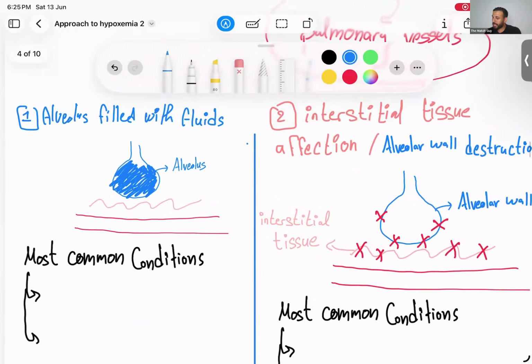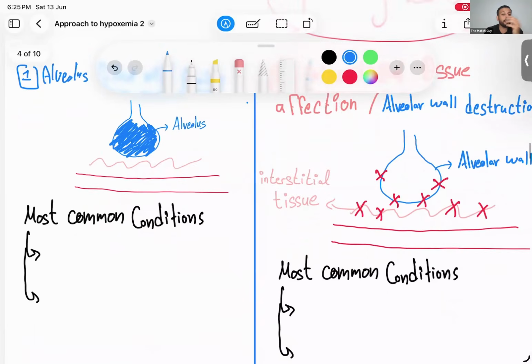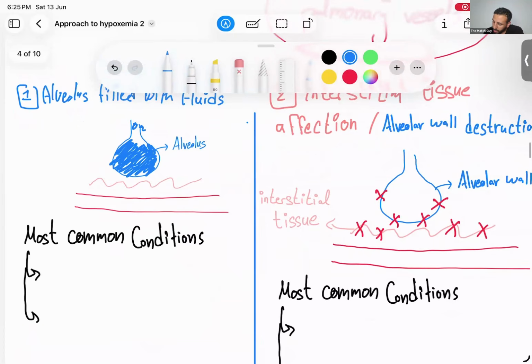The first one is when there is fluid filling the alveolus. The alveolus is filled with fluids. Although there is some oxygen here, because of the fluids, the oxygen is in a high dense medium. It is slowing down the diffusion. So, because it's slowing down the diffusion, there will be less oxygen going to the arteries.